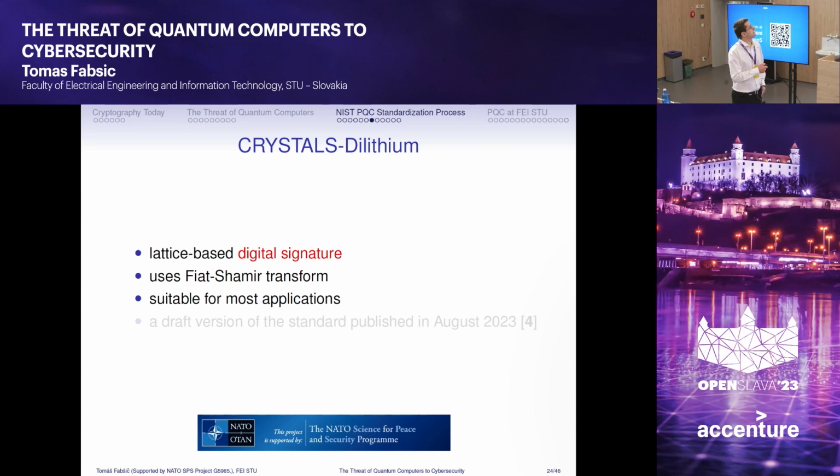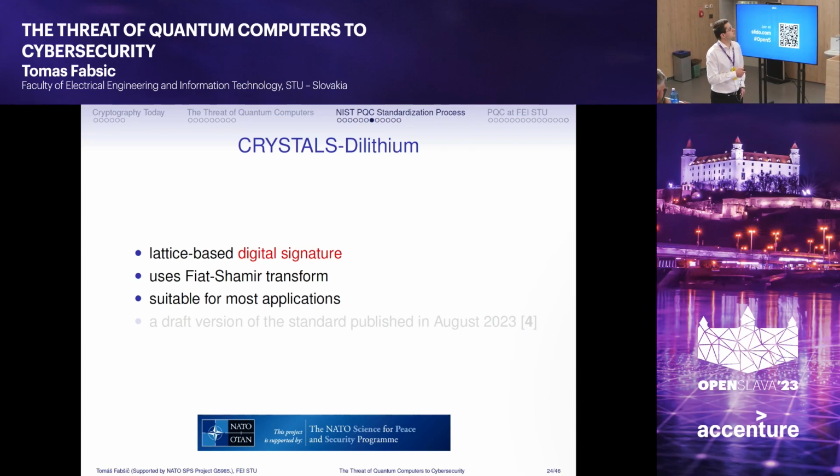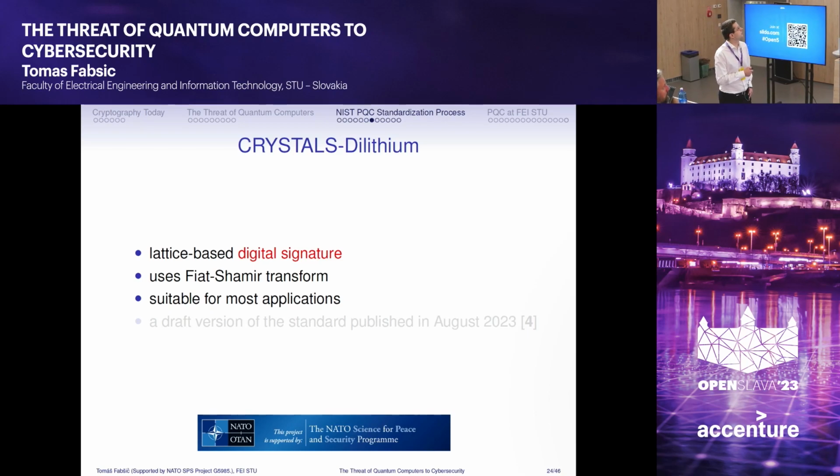Their favorite digital signature is Crystal Dilithium. It's based on lattices, similar to Crystal Kyber. Actually, it comes from almost the same team of authors. Not exactly the same, but there's a big intersection between the team of authors of Crystal Dilithium and Crystal Kyber. It uses the heuristic called the Fiat-Shamir transform, which is a method to create digital signatures. And again, NIST finds that parameters like public key size, signature speed, and signature size are very favorable, and finds it suitable for most applications. And similarly as in the case of Kyber, NIST has already published a draft version of the standard.